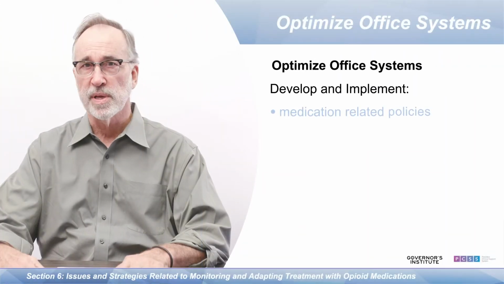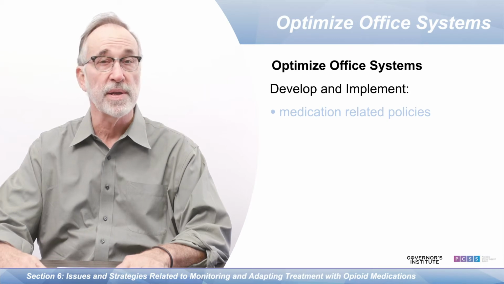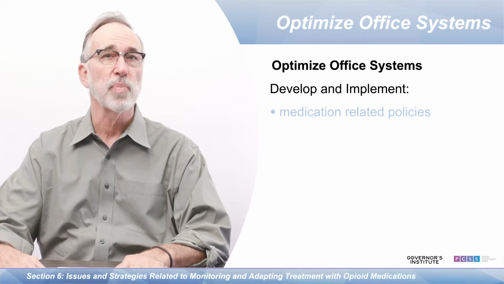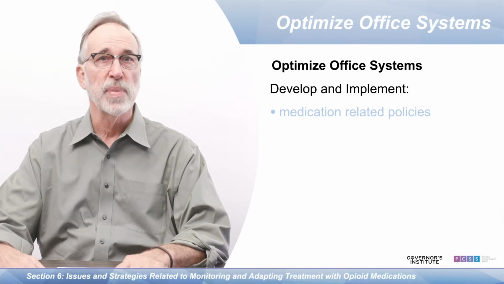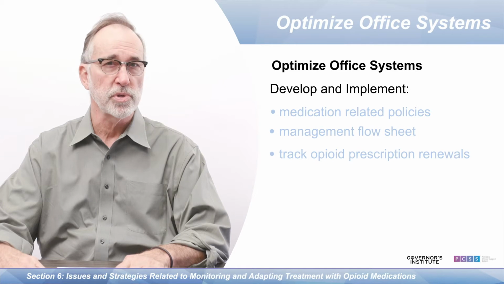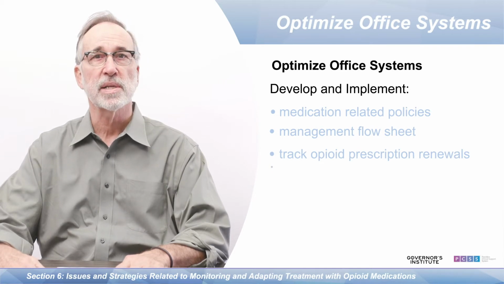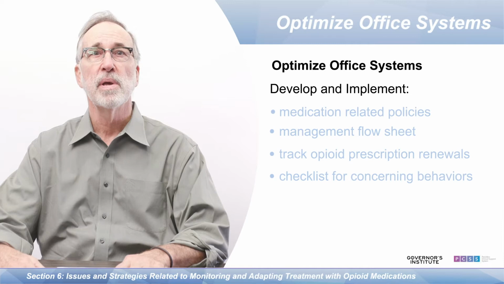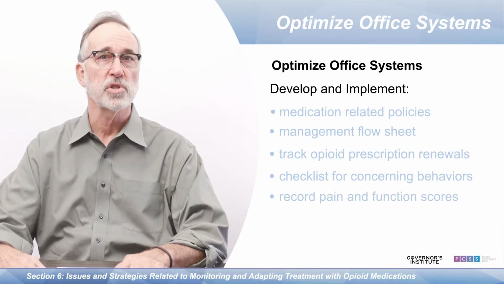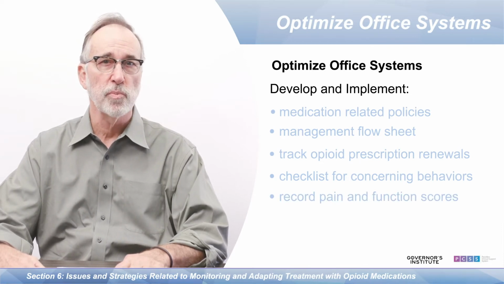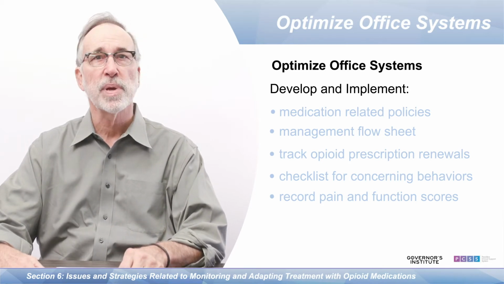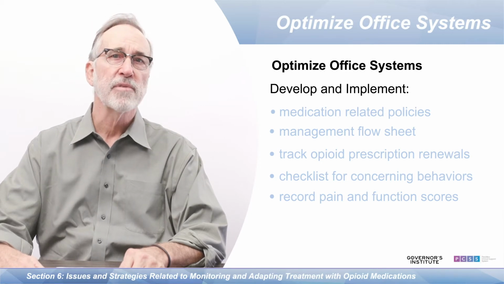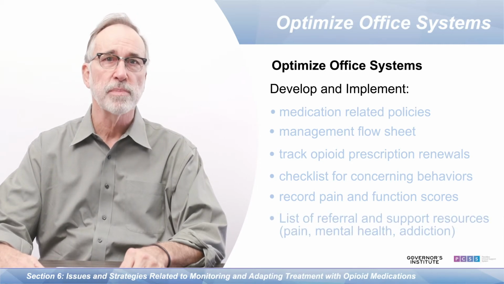But it does take some planning. First, develop medication-related policies, which are reflected in the patient-provider agreement, a clearly articulated plan of care that works with your particular office and patients. You may want to have a management flow sheet so that you can track opioid prescription renewals, a checklist for concerning behaviors that may occur, and where you can record pain and function scores. Any information that's going to help you efficiently assess how the patient is doing and how the patient has done over time. Having a list of referral and resources can also be very helpful.